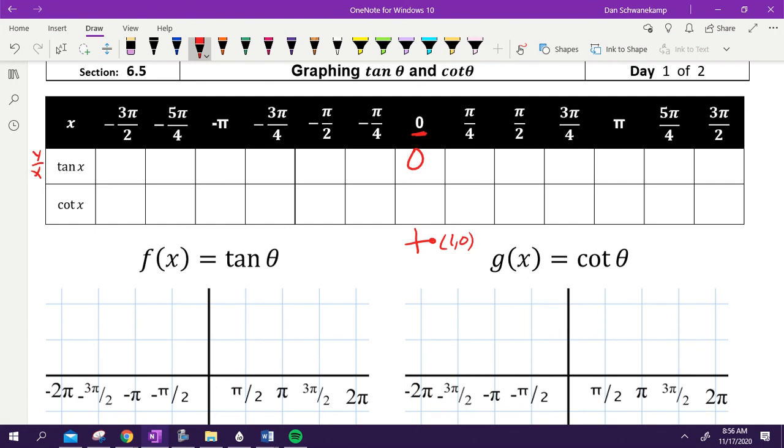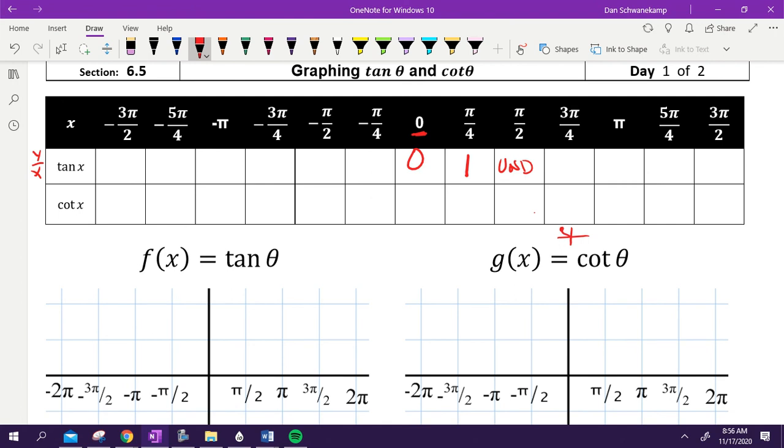Then we're doing pi over 4. So if we're doing pi over 4, we're right there. I got radical 2 and radical 2. So what's that going to get me? 1. Then we're doing pi over 2. Pi over 2 is right there. That's the ordered pair 0, 1. That is undefined because it's y over x. It is 1 over 0. It is undefined.